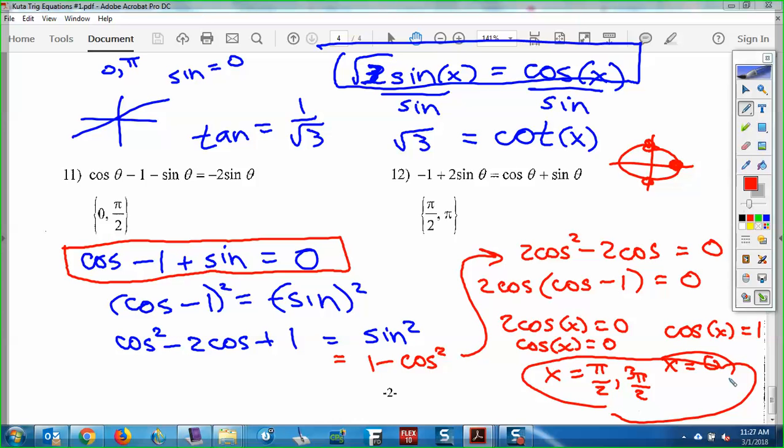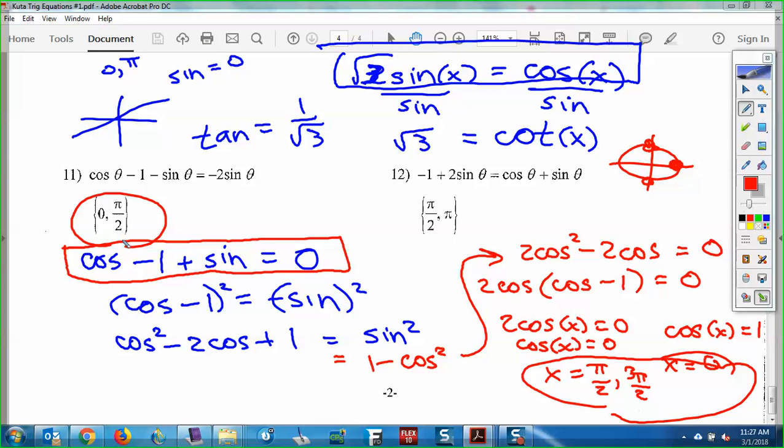Okay? And then try 0. Cosine of 0 is 1. Minus 1 is 0. Plus sine of 0 is 0. 0 plus 0 is 0. So 0 and pi halves work, but 3 pi halves did not. So we had to check. Make a note to yourself, when you square both sides, you might get extra solutions.